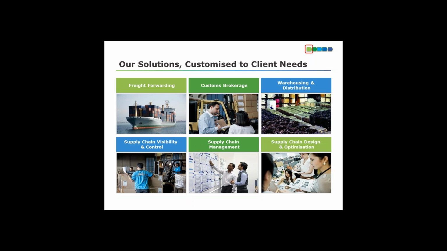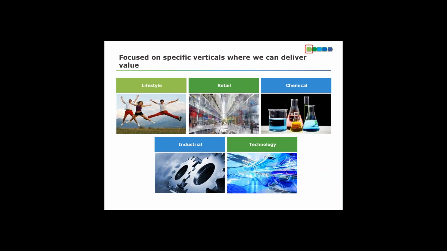The three boxes at the top are generally areas that are a ticket to play in the logistics service industry, while the bottom boxes are more focused around how companies can control and optimize their supply chain. Our business is focused on 5 core verticals. Our heritage comes from lifestyle and retail, where we've been active in those verticals for a significant period of time. And from those verticals, we're able to transfer knowledge and best practices into other verticals that need further development.